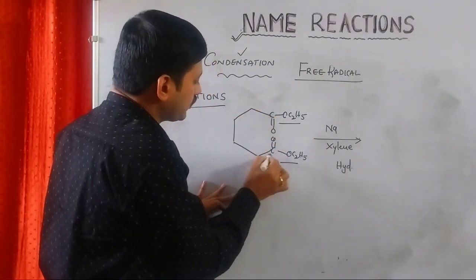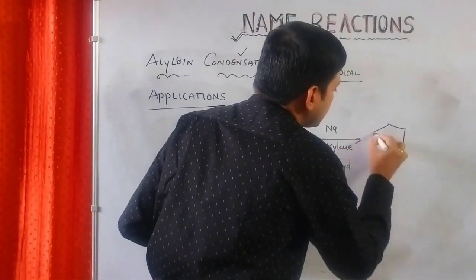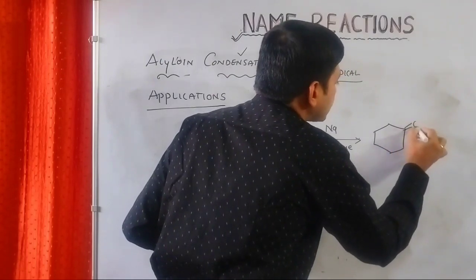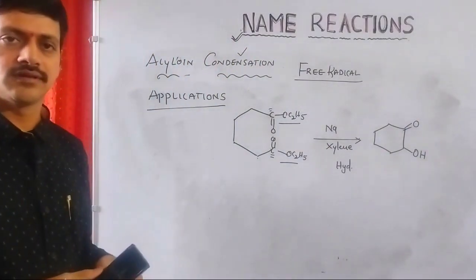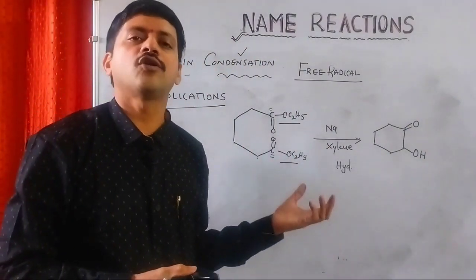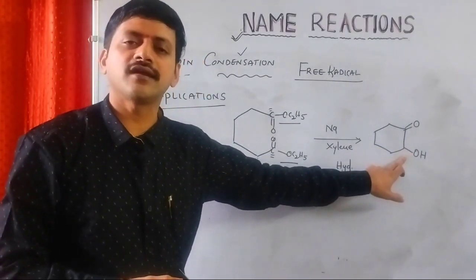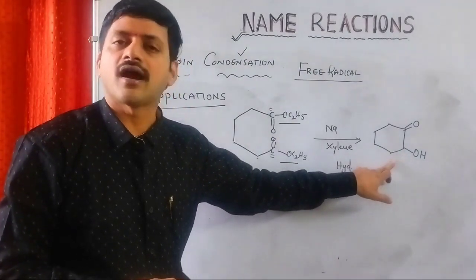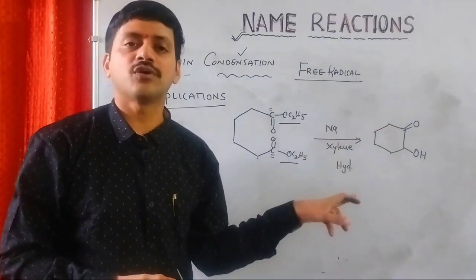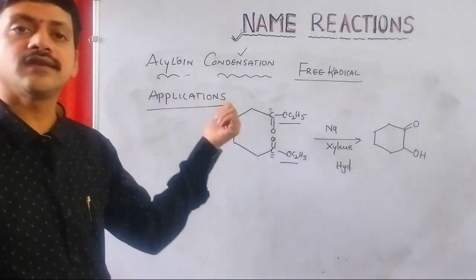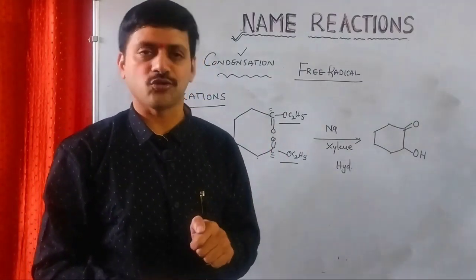1, 2, 3, 4. This is the 5th carbon. This one is the 6th carbon. Simply what happens? The cyclization phenomenon takes place. One is converted into C double bond O, another is converted into OH. The products are what? Alpha hydroxy ketones. See this? With respect to C double bond O, the alpha position contains an OH group. That's why it is an alpha hydroxy ketone, but it is in the cyclic form. It means that this particular condensation reaction is useful for the synthesis of cyclic alpha hydroxy ketones.